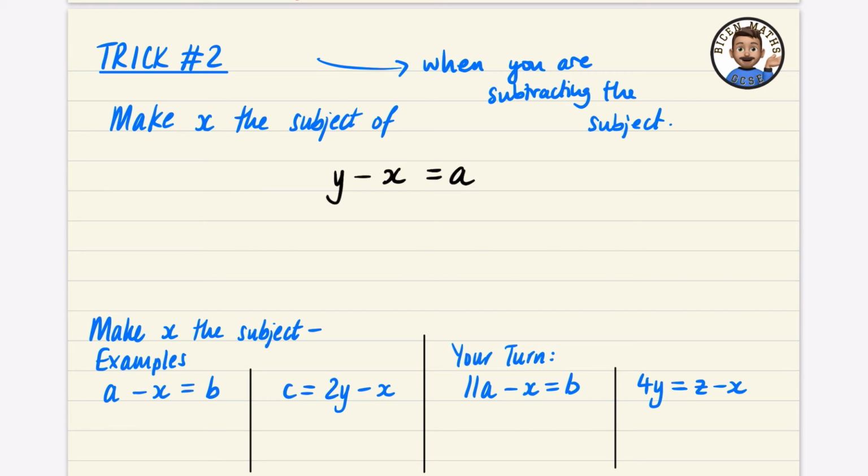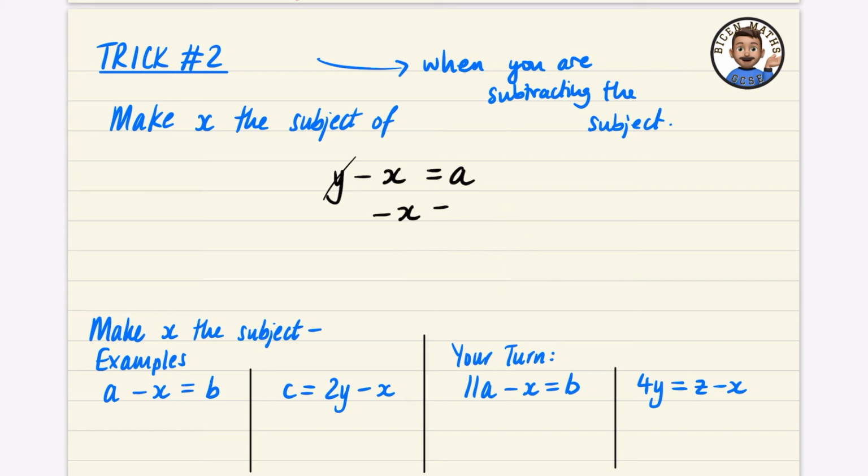So you could, if you wanted to, get rid of the y like this by subtracting y. So you get minus x equals a subtract y. But then you have to get rid of this negative, and that would be dividing by a negative. You'd be doing a minus y divided by minus 1. And we don't really like dividing by a negative because it just gets kind of messy.